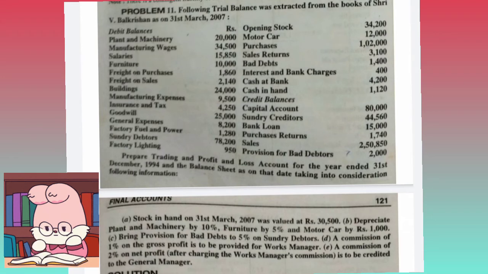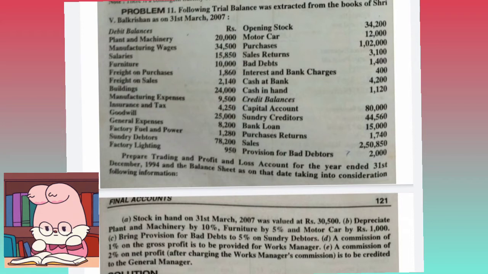This provision is given in the P&L account, that is an amount of rupees 2000. This 2000 is the old provision, this will be deducted and taken to the balance sheet. Prepare trading and profit and loss account for the year ended 31st March and balance sheet as on the date, taking into consideration the given adjustments.